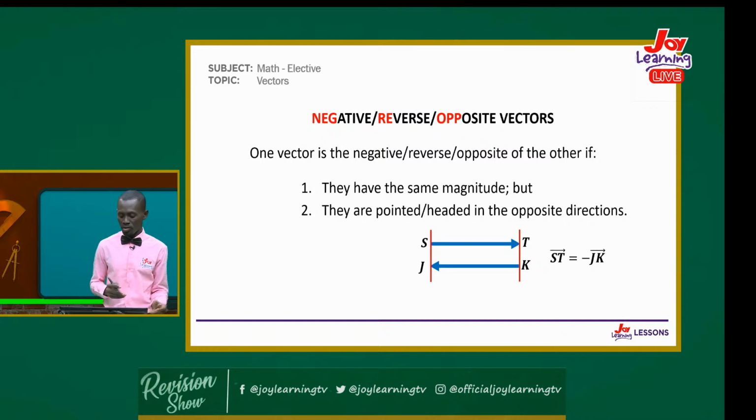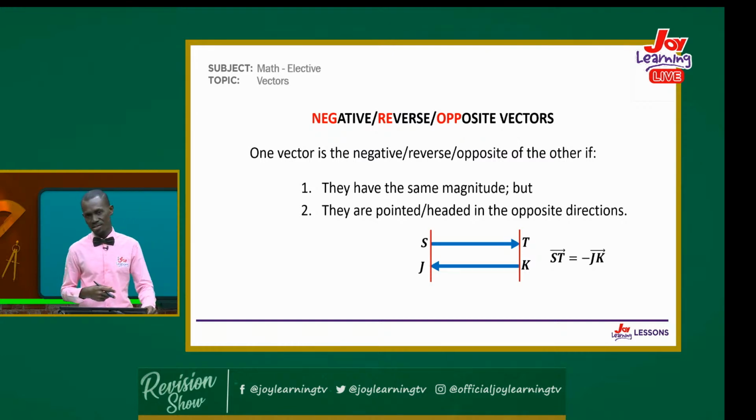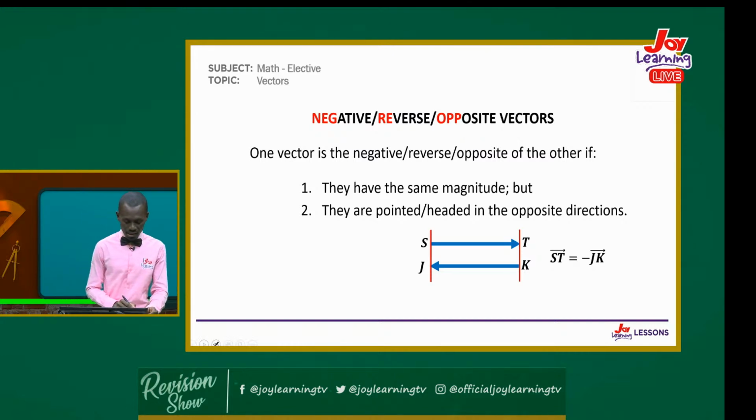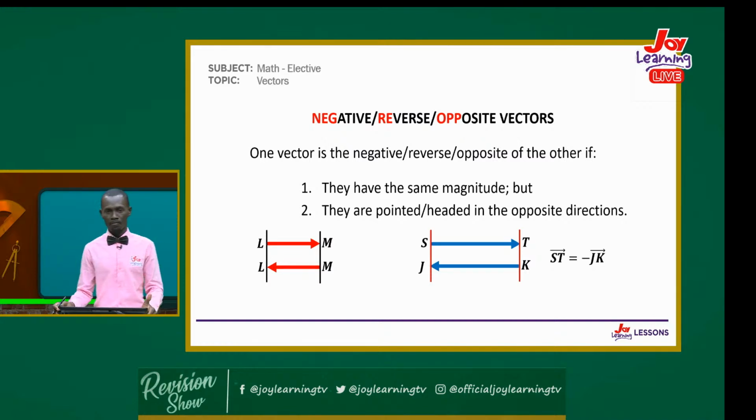You get the idea now, because ST is not equal to JK in terms of direction. Magnitude maybe yes, but direction no. So it is negative JK. In other words, if you reverse JK, it will be the same thing as ST. Let's take another example. We have LM and ML, same magnitude, same length, but they are pointed in different directions. L towards M is moving eastward, ML moving westward. In other words, like the first case, vector LM is equal to the negative of vector ML. So they are in opposite directions.